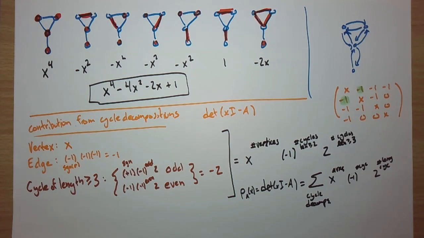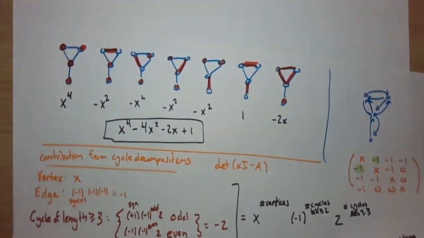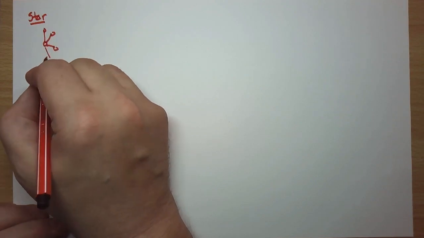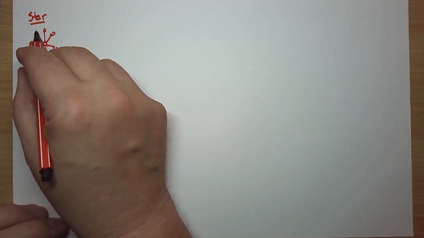All right, good. Well, should we try some other graphs? Yes. All right. Well, let's try, I don't know if we've given this an official name, we probably have said this before, the star graph. Can we find the characteristic polynomial for this graph?